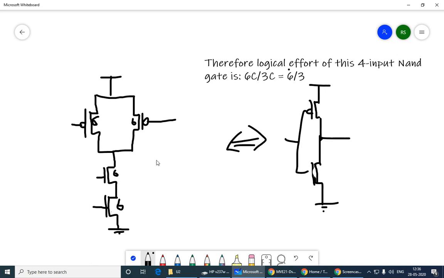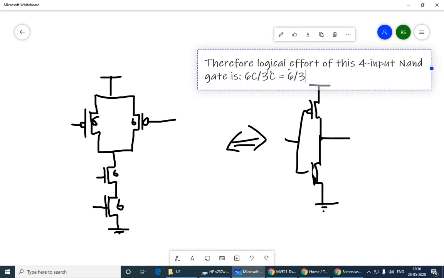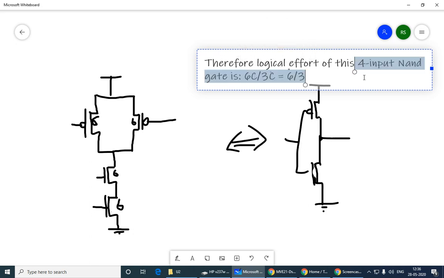Now if I want to calculate the parasitic delay, let me just do one exercise first. Let us calculate the logical effort of this gate. Before, we were doing something simple: we had an equivalent inverter which we started off with, and we went in the reverse direction. Now we want to calculate the logical effort of this gate.